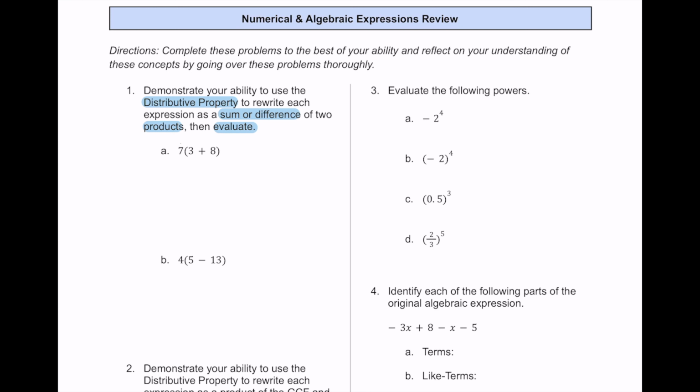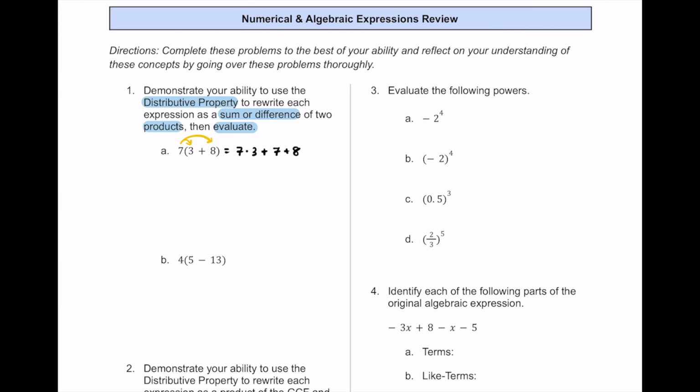So for example, for this first one, this 7 really means that there are 7 of these 3's. So we can rewrite this as 7 multiplied by 3. And we're also saying that there are 7 of these 8. So this is using the distributive property. There's 7 of each of these numbers that are inside here. So it's 7 times 3 plus 7 times 8.